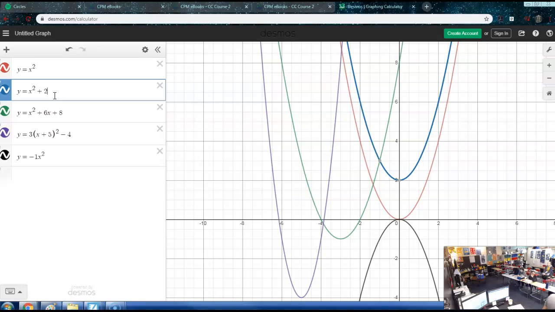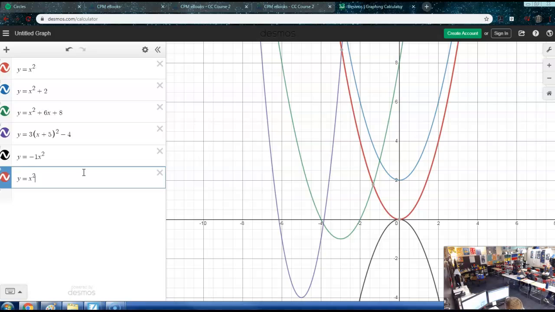So the C value just makes it go vertically up and down. And the A value, if it's positive, it opens up. If it's negative, it opens down. The A value is the x squared. And the B value is the one with x. The B value is the one we're going to have to investigate. It moves it side to side. I'm going to keep putting things in here, but you guys have your graphing calculators you can play with. Only the ones that don't have B values. How many can I put on this graph?